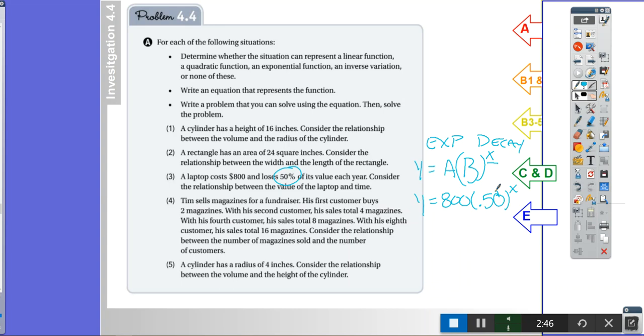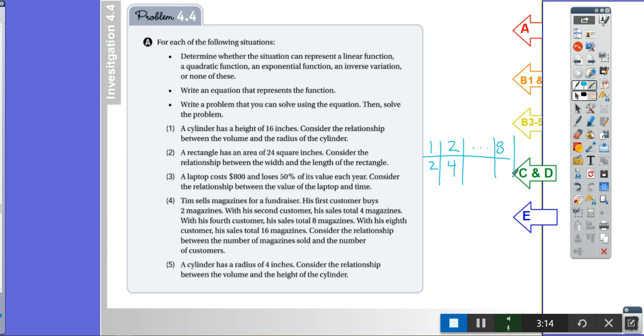All right. For number 4, 4 is probably the trickiest one in the bunch because they're trying to trick us. The first customer buys 2 magazines. Then it says the second customer, he had 4 total magazines. For the 8th customer, notice how he's skipped an awful lot. We have 16. Well, just looking at the numbers, I'm really tempted to say it's exponential growth. We're doubling every time, but it's not because we went from 1 customer to 2 customers to 8 customers.